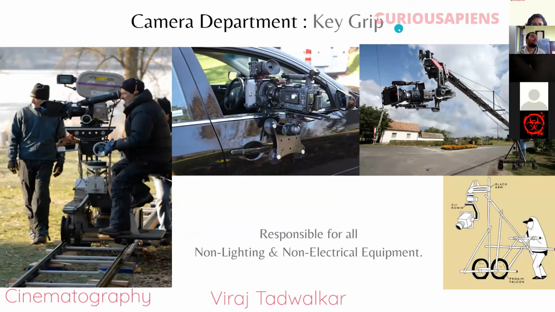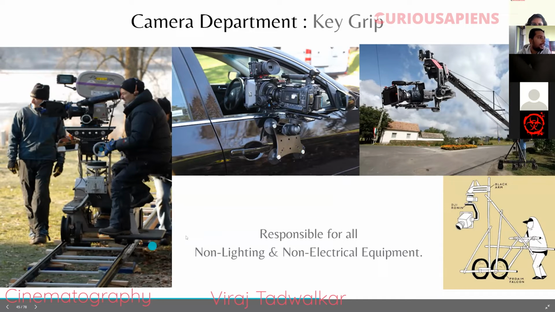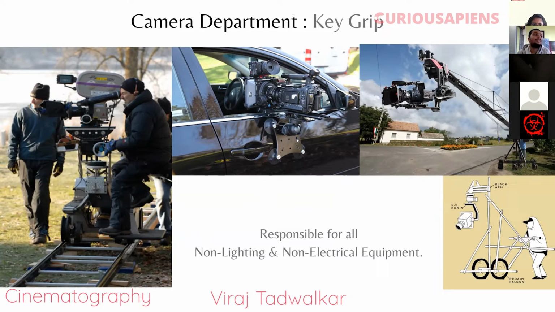Okay, so the key grip is the head of the grip department that I mentioned earlier. All these rigs that you see, like this is a track trolley, this is a rig for a camera, or a rig for a car, and this is a crane. All these are non-electrical, non-light stuff. And there is a certain crew known as the grip department, and they will help you with putting it all up.